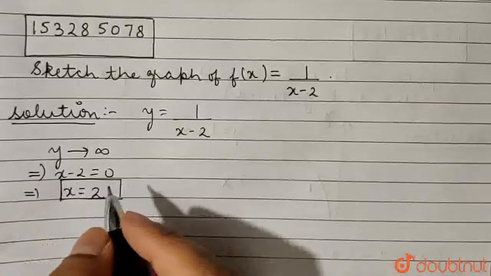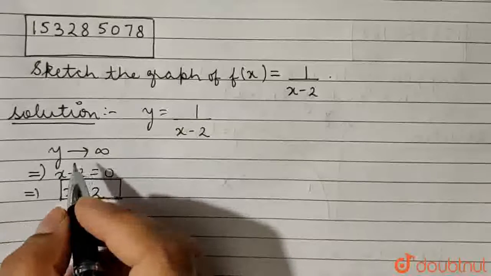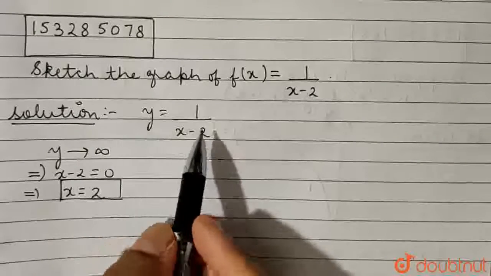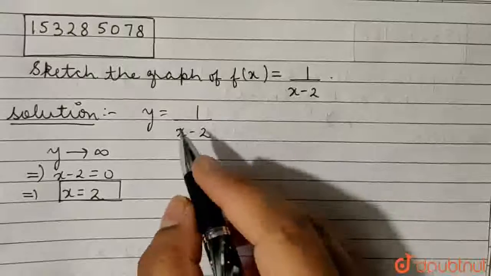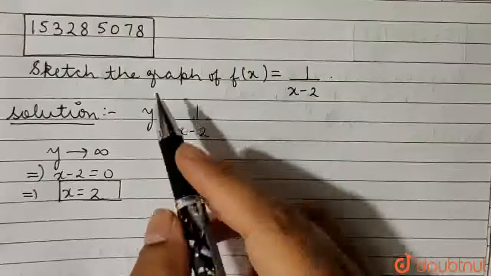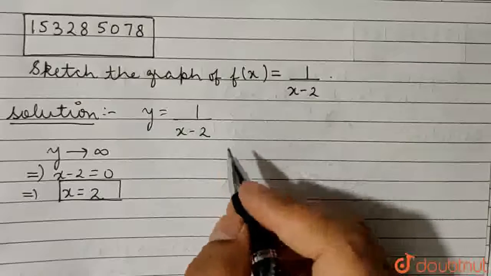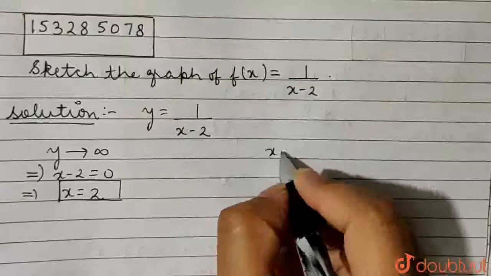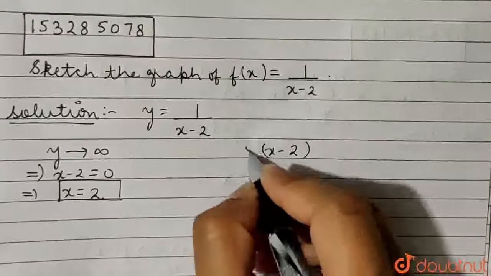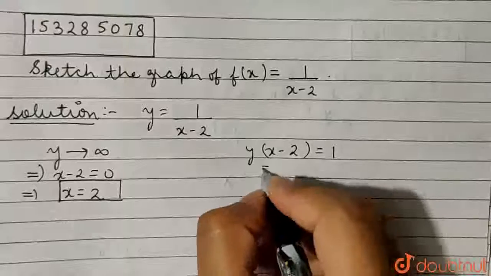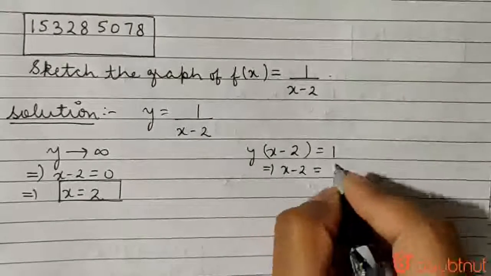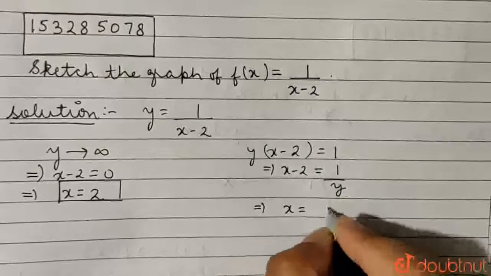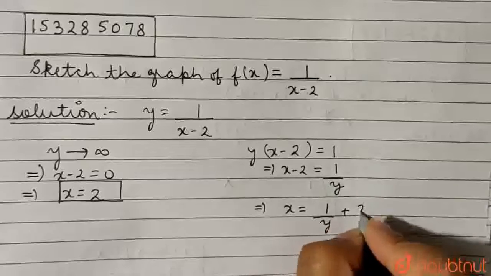To find the other asymptote, we need to make x tend to infinity. For that, we have to make a little change in this function. So we are now going to express the above function as x in terms of y. So it can be rewritten as (x minus 2) into y is 1, which can be further written as x minus 2 equal to 1 by y, and from here x is equal to 1 upon y plus 2.